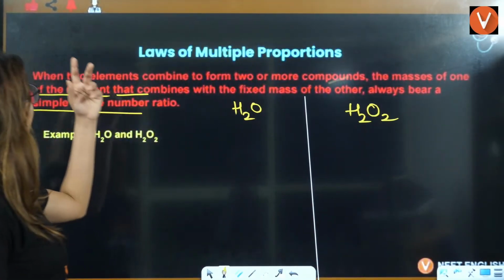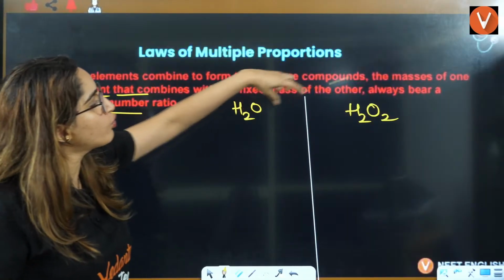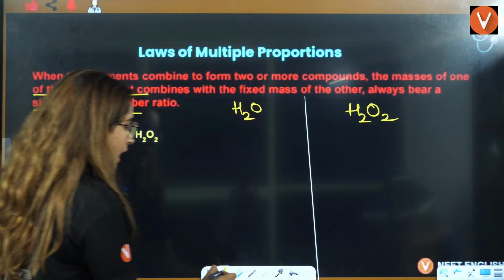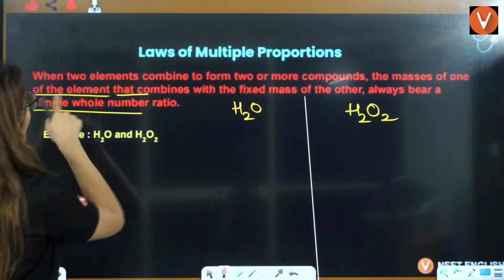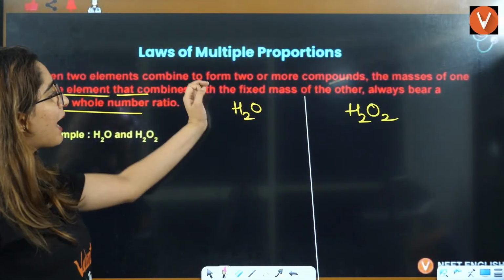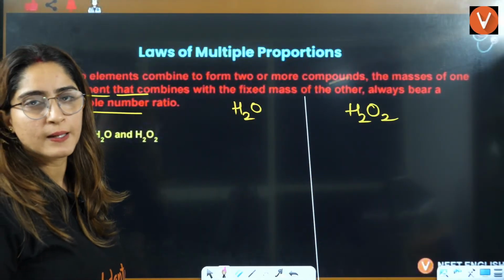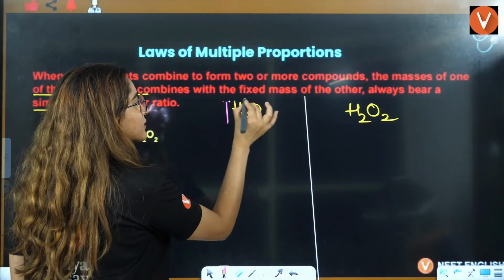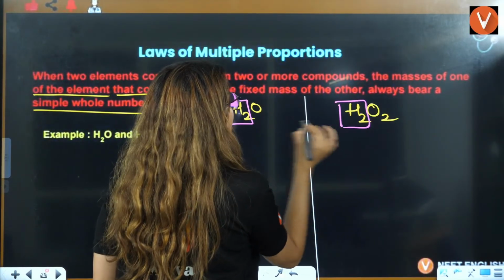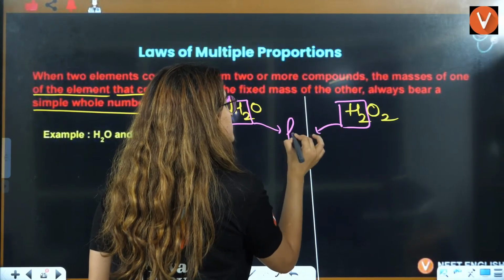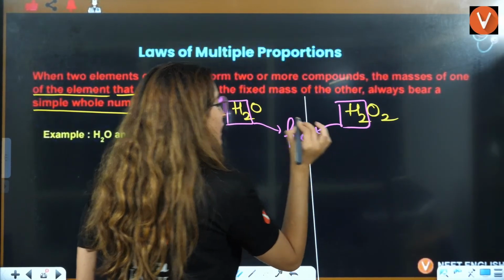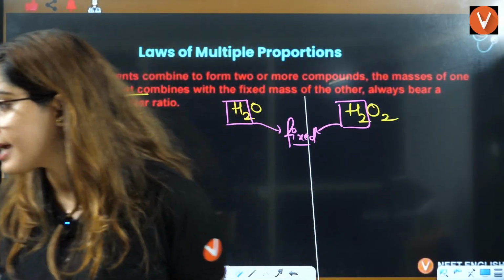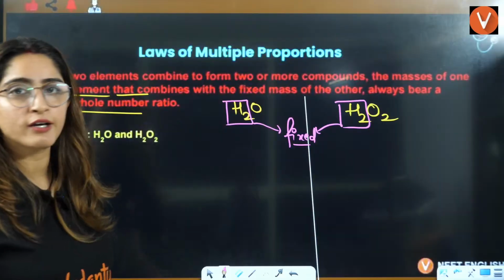Now he is saying that 2 elements combine to form 2 or more than 2 compounds. Here I am talking about 2 compounds, right? Masses of one of the element that combines with the fixed mass of other. So out of this, one element has to be fixed mass. So I am taking this as fixed. This one is your fixed mass. Because in both the cases, H2 is 2. Right, so I have fixed hydrogen here, right?